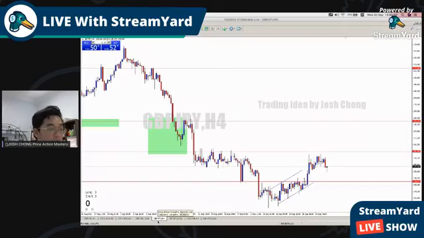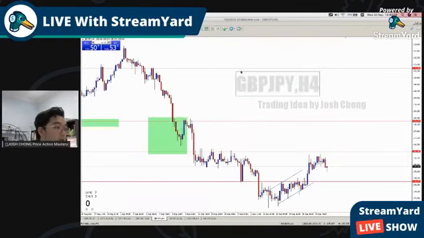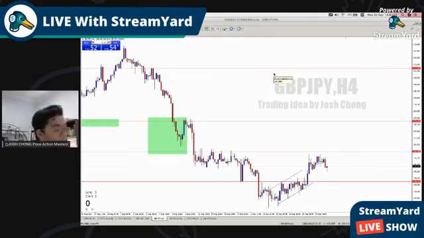Okay, the next will be GBP yen. For this, I would like to ask everyone in this live: in your opinion, is it an uptrend or downtrend? Just tell me, is it up or down?